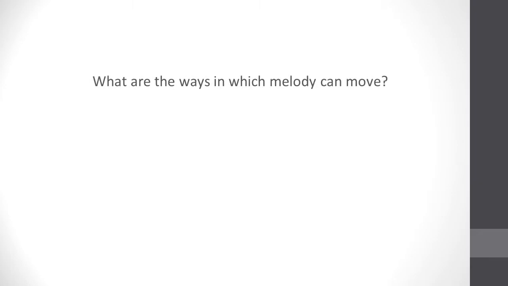If melody by its very nature must move, the next question to ask is, what are the ways in which it can move? We will therefore begin our study of how to compose melodies by looking at all the possible ways in which melody can move. There are only 4 ways in which a melody can move. The first 2 ways deal with the direction of the movement. The second 2 ways deal with the size of the movement.